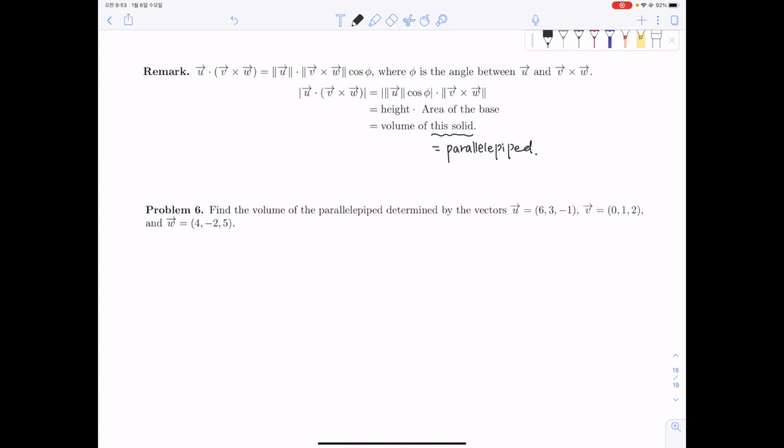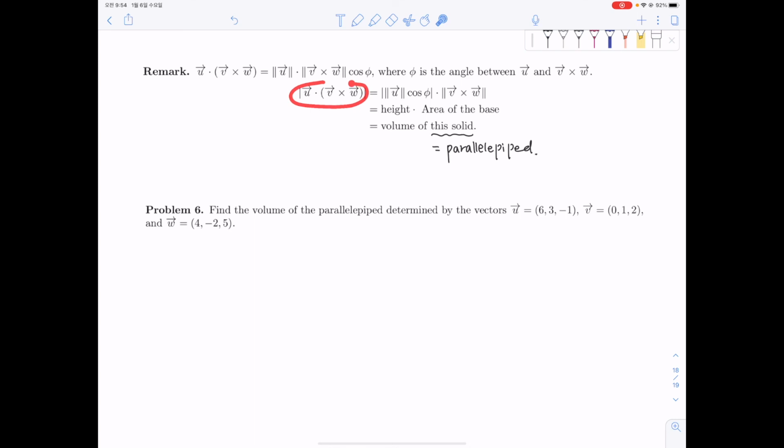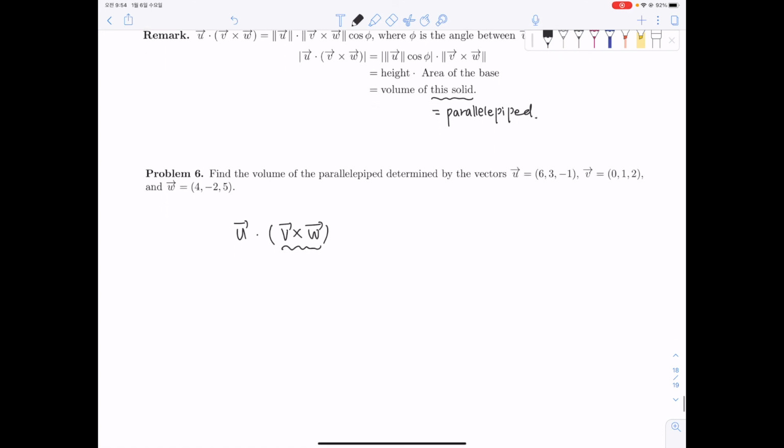Okay, this is the last problem. We want to find the volume of a parallelepiped determined by these 3 vectors, and we know that the volume of this solid is just the absolute value of this one. So what I need to do is calculate u dot the cross product of v and w. First we want to find v cross w. By definition, it is i, j, k, and the v vector is 0, 1, 2, and the w vector is 5, -2, 5.